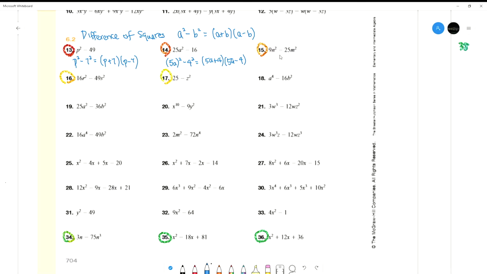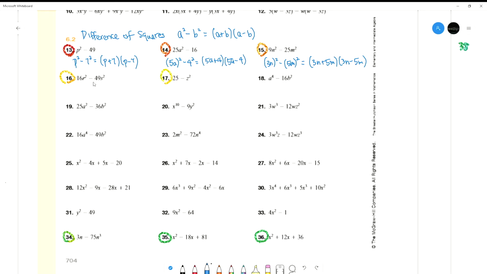Alright, so now we have 9n squared minus 25m squared, right? So that would mean that 9n squared would be from 3n quantity squared minus 5m quantity squared. That's 25m squared, right? So our factors are 3n plus 5m times 3n minus 5m. Okay, we're good?